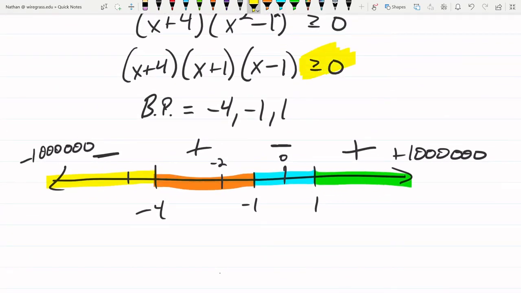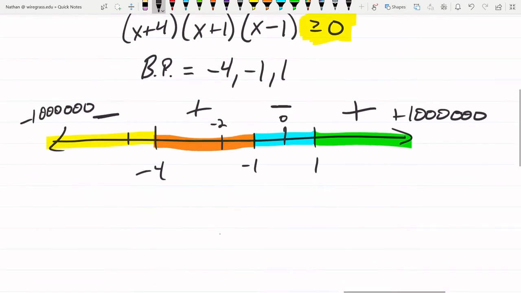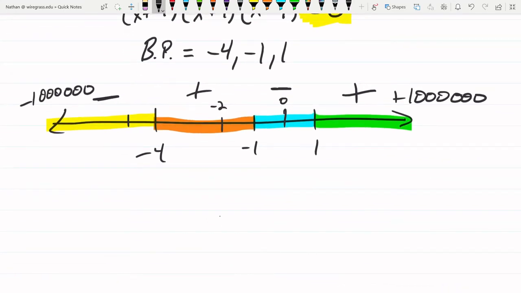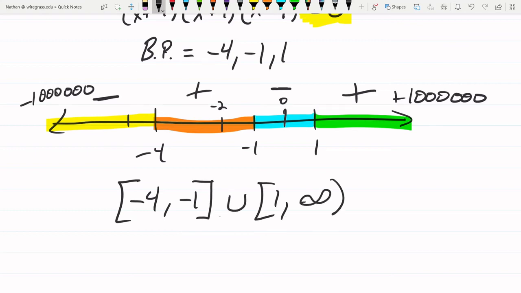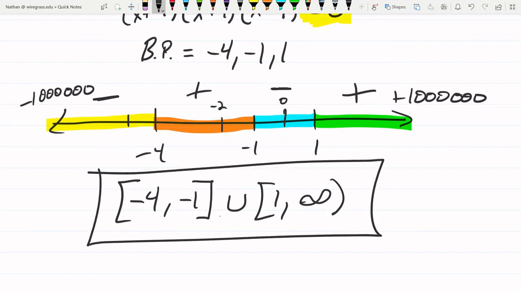I'll just put in yellow again. When is this thing greater than 0? Greater than or equal to 0, I should say. That's going to be in the orange interval, which is -4 up to -1. But we're going to include the boundary points, right? It can equal 0. This is going to be unioned with 1 up to infinity. And that is our solution for this inequality.